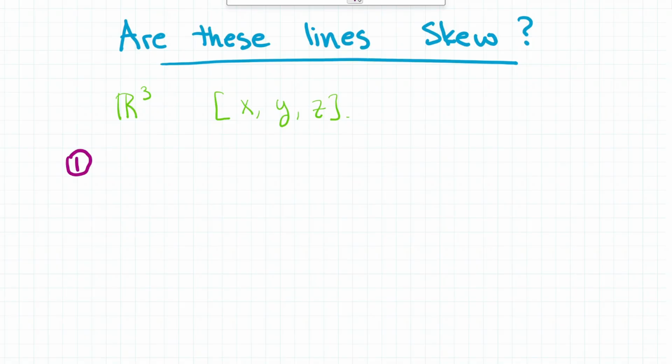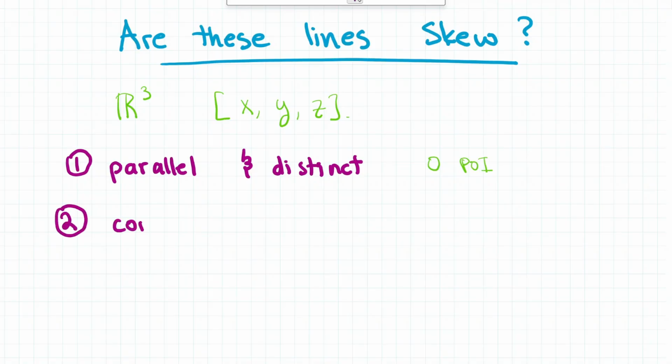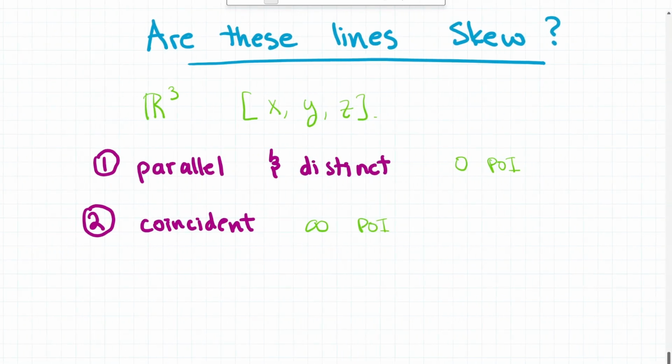The first option is that our lines are parallel and distinct. If they're parallel and distinct, there are going to be 0 points of intersection. Option number 2, they could be coincident. What does this mean? This means that there's going to be an infinite number of points of intersection. For both case 1 and case 2, our vectors have the same direction, so their direction vectors are going to be scalar multiples of each other.